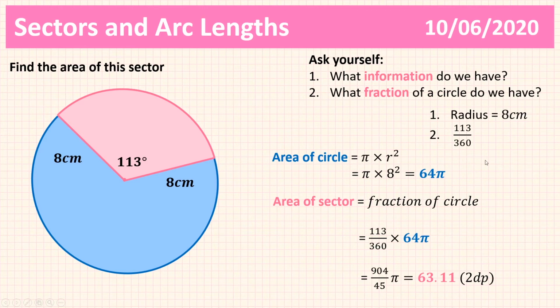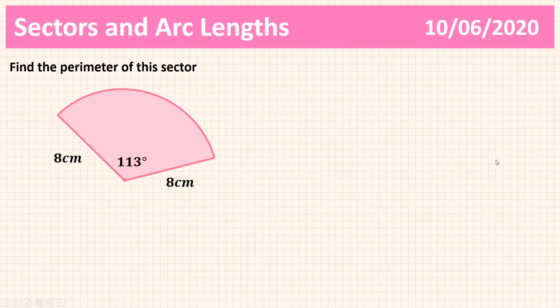Okay, so now that we know how to work out the area of a sector, we also need to be able to work out the perimeter of a sector. The reason I say perimeter and not circumference is because circumference only applies to circles. A sector, although it is a fraction of a circle, is not a circle. But you'll see now how we can use our knowledge of circles to help us work out the perimeter of a sector. So once again, we use the same two questions.